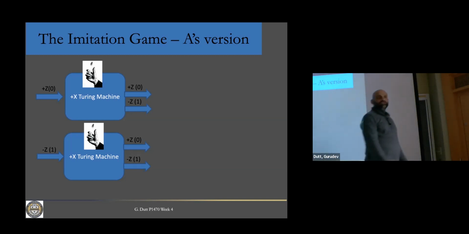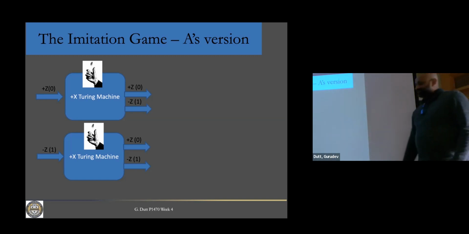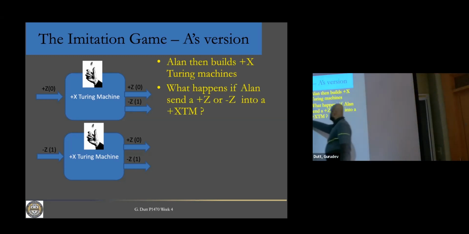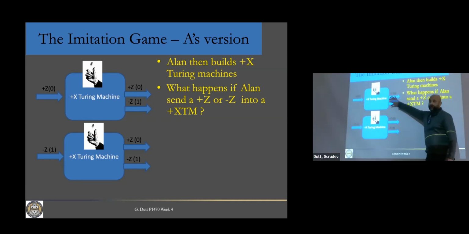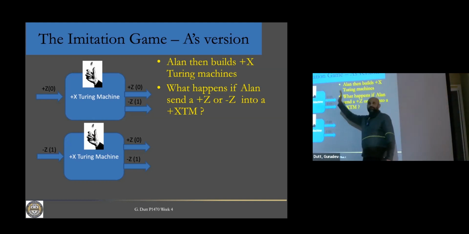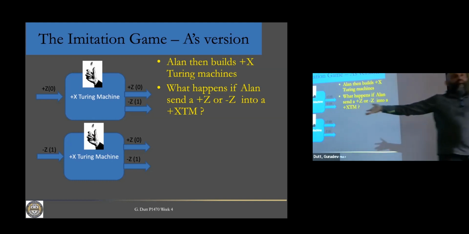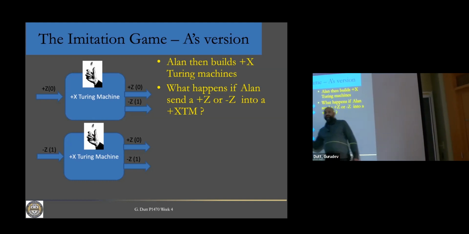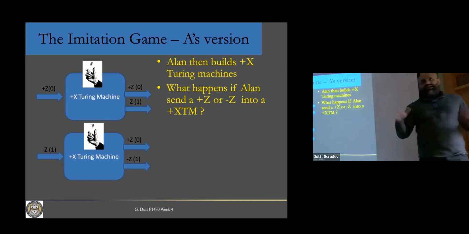And so what the plus X Turing machine does is it flips a coin. If Alan sends a plus Z into the Turing machine, the output will be either 0 or 1. I've drawn it as two arrows, but please understand that this is just one output. There's just one output coming out, but it's sometimes a 0 and sometimes a 1, which is decided inside the Turing machine by the flip of a coin. And the same will happen if you send in a 1 state: sometimes a 0, sometimes a 1, and blanks, of course.